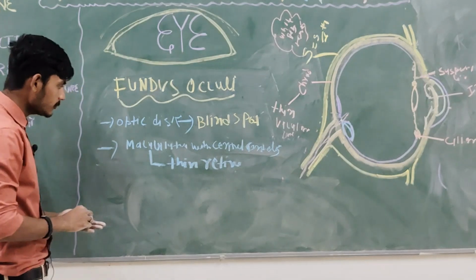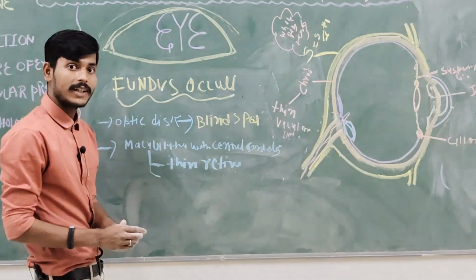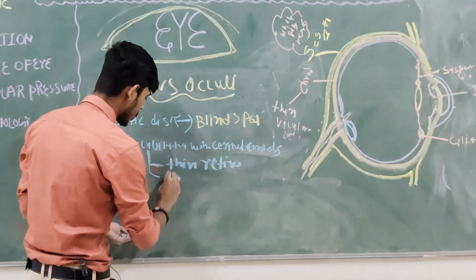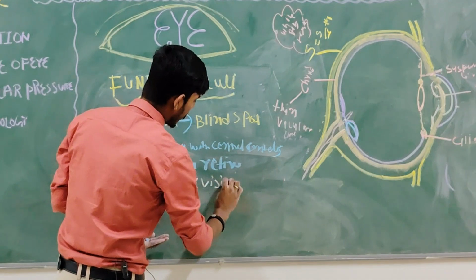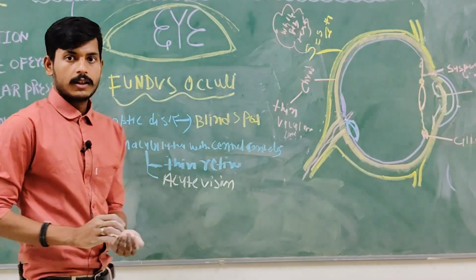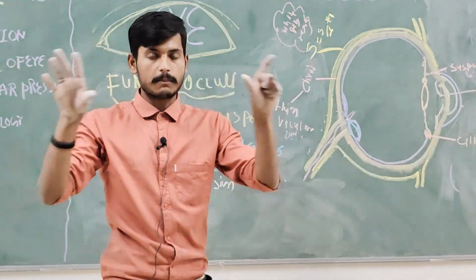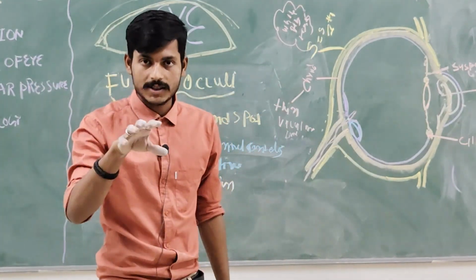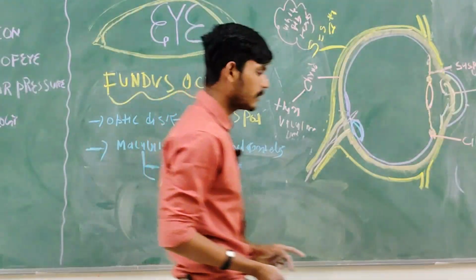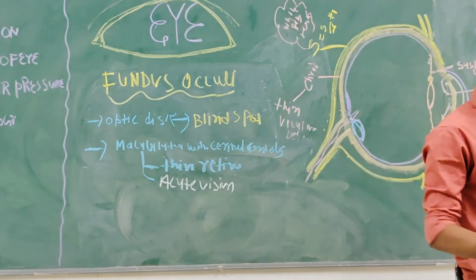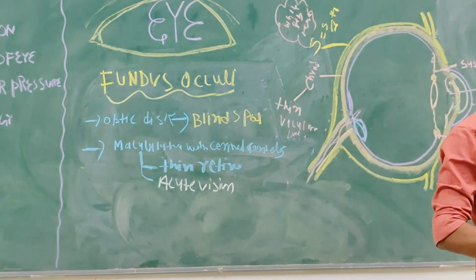Now this type of vision is called the acute vision, or sharp acute vision. This is acute vision, and the other things you are seeing are sometimes blurred. But the main thing which you are focusing on is due to this macula lutea. Understanding? Any problem? No? Shall we move ahead?